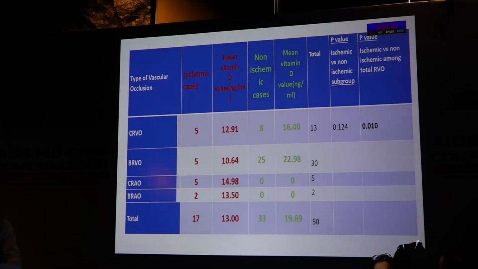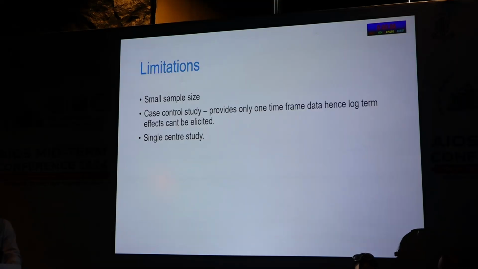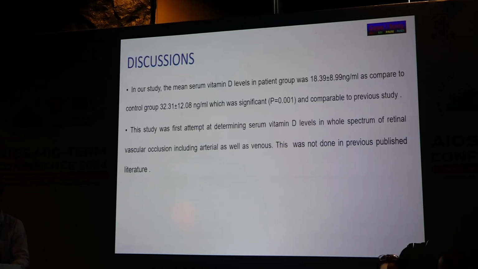This is a chart which clearly shows that in ischemic cases the vitamin D level is significantly low as compared to the non-ischemic cases. There were limitations of my study: it had a small sample size. It was a case control study, which provides only a one-time data frame, hence long-term effects cannot be elicited. It was a single center study. More centers need to be included in this study.